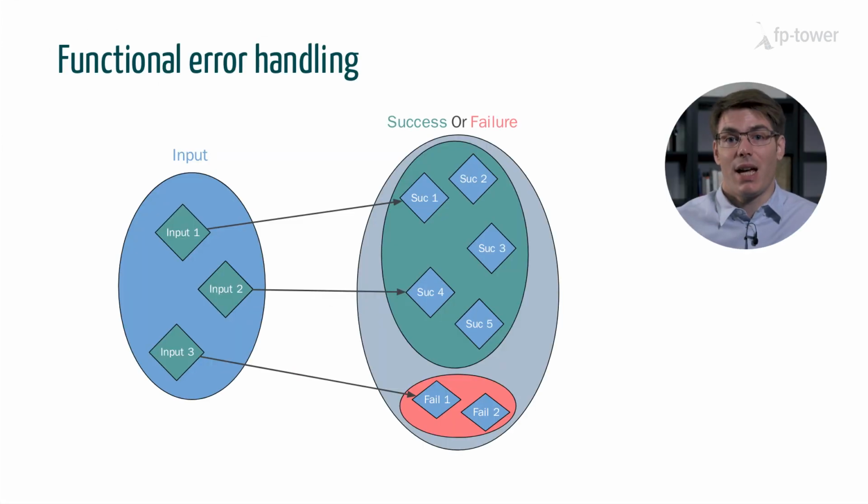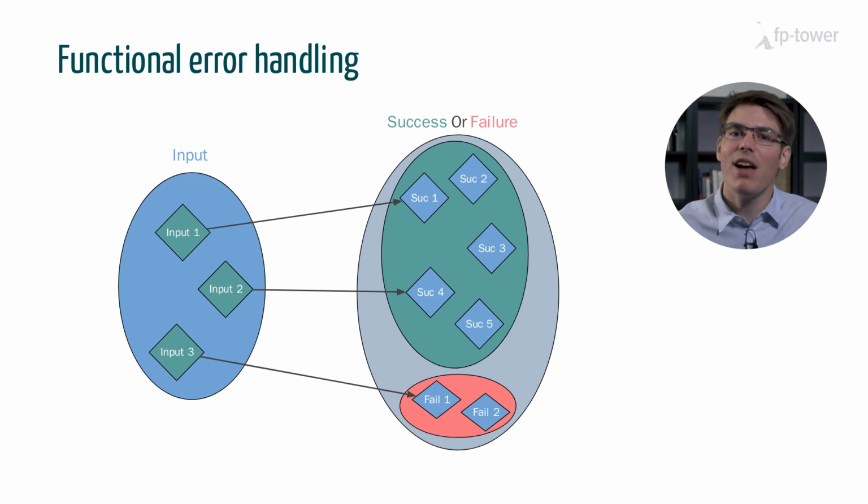So the big idea behind functional error handling is to encode errors as normal values, and then change the output type so that it combines success and failure values together. In other words, we want to say that the function returns a success or a failure. How we encode this OR relationship is going to be the main subject of this chapter.